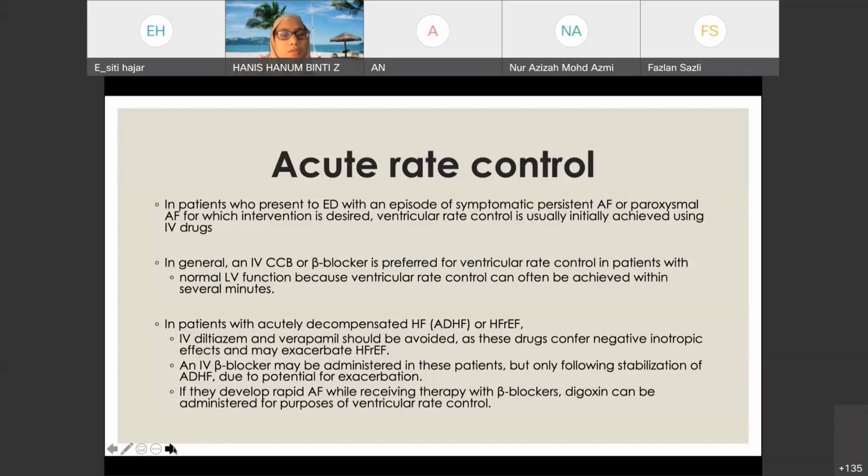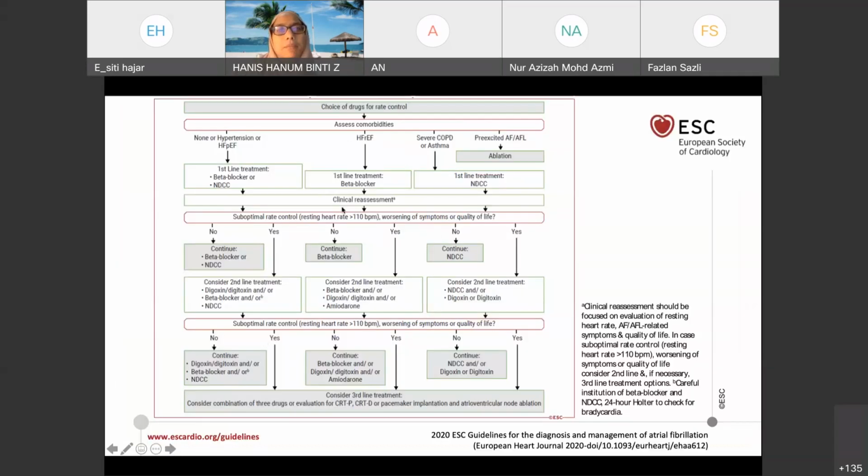So this is the diagram on how you want to manage the patient with high heart rate. First of all, you need to assess comorbidities. Like I said, I'm just repeating what I've said just now. If they have no problems or they just have hypertension with a normal ejection fraction, first line you can give beta blockers or your non-dihydropyridine CCB, for example diltiazem, nifedipine. Now, if they have heart failure with reduced ejection fraction, it is written here that first line is beta blocker. But beta blocker is only when the patient is a bit stable.